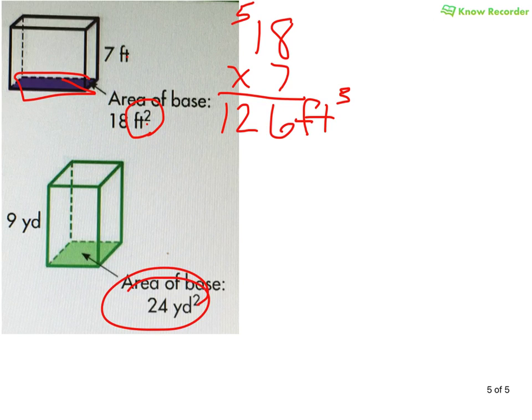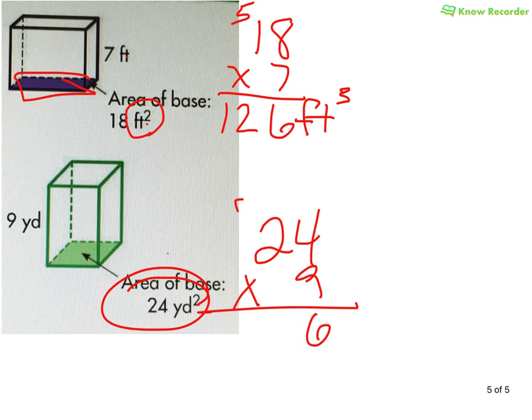Over here, 24 yards squared. They already did that work for me. Thank you. Times 9. 9 times 4 is 36. 9 times 2, 18, plus 3, 21 yards. Thank you. Squared, cubed. There you go. It's how we use base area in volume. Hope that helped.